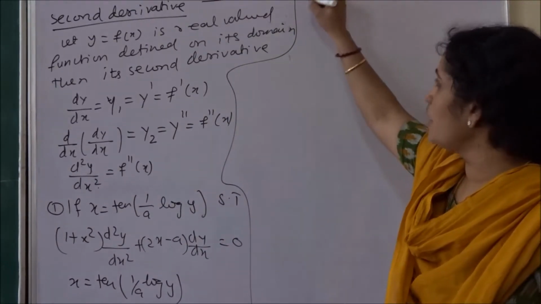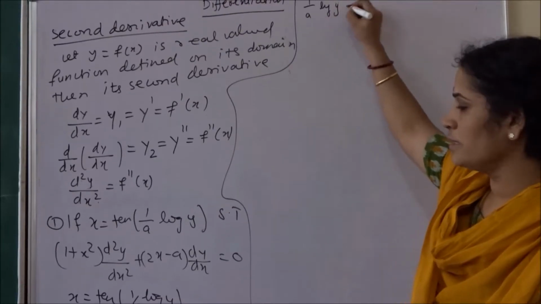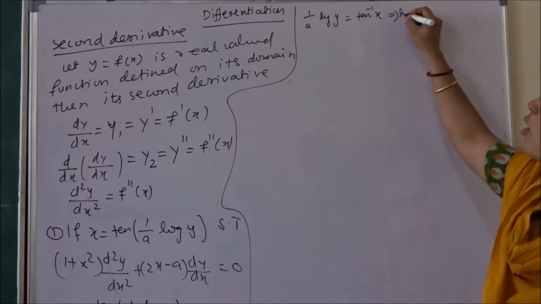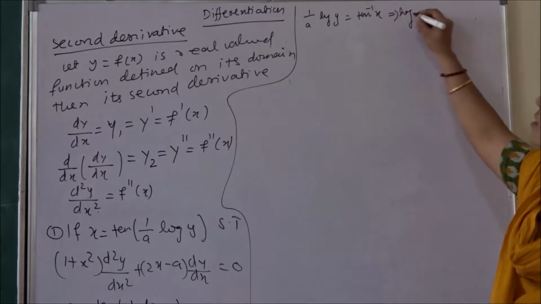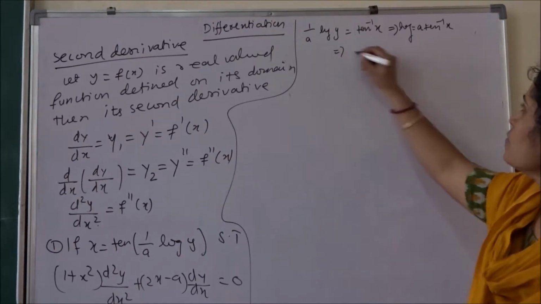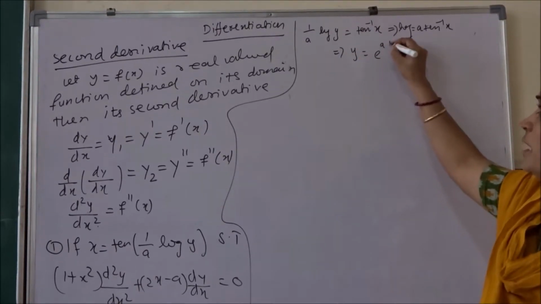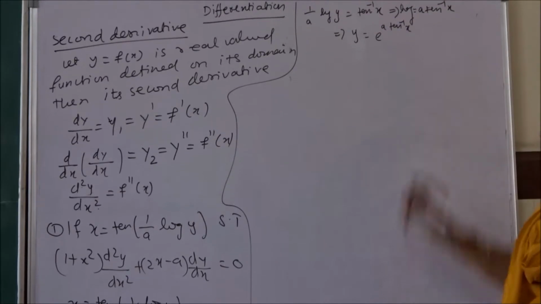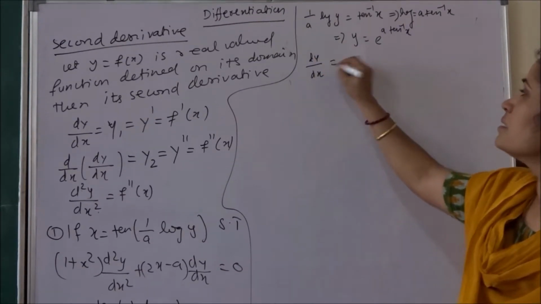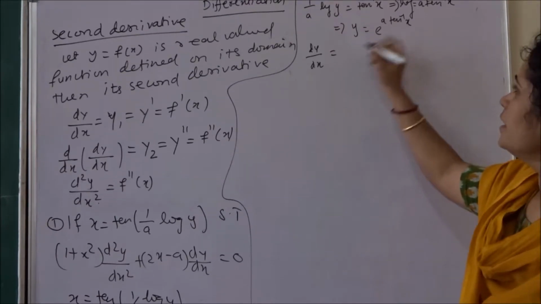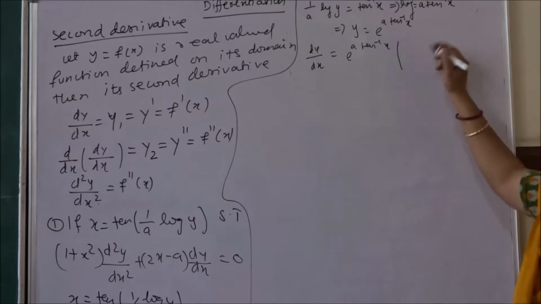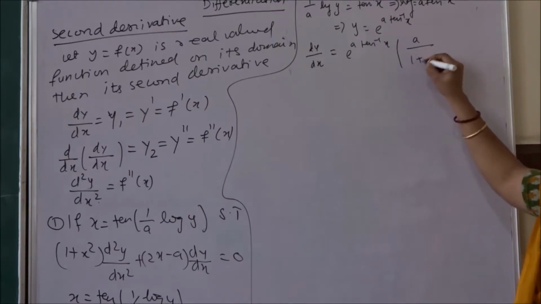I am taking 1 upon a into log y equal to tan inverse x. This implies log y equal to a tan inverse x. This implies y equal to e power a tan inverse x. It is quite difficult to do differentiation like this. Now find dy by dx. Now dy by dx is equal to e power a tan inverse x, what is the differentiation of e power x? e power x into the differentiation of a tan inverse x, a upon 1 plus x square.